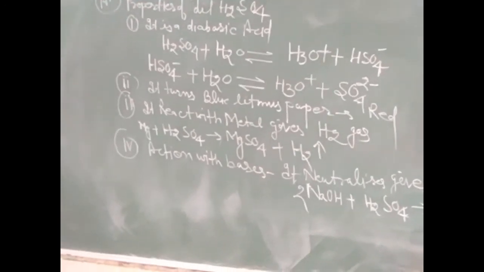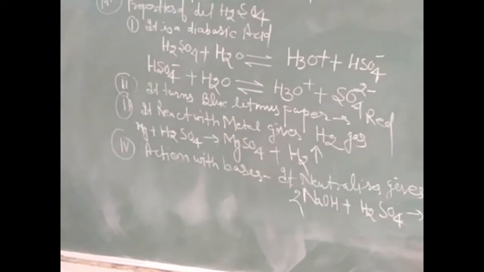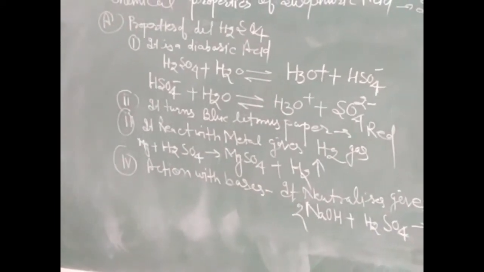Magnesium when reacted with sulfuric acid, H2SO4, forms magnesium sulfate and hydrogen. When sodium reacts with sulfuric acid, it forms sodium sulfate and gives hydrogen gas. When calcium reacts with sulfuric acid, it forms calcium sulfate and gives hydrogen gas.